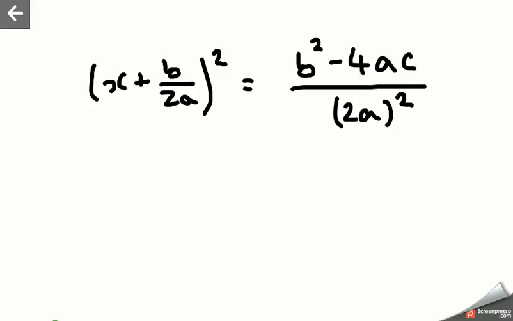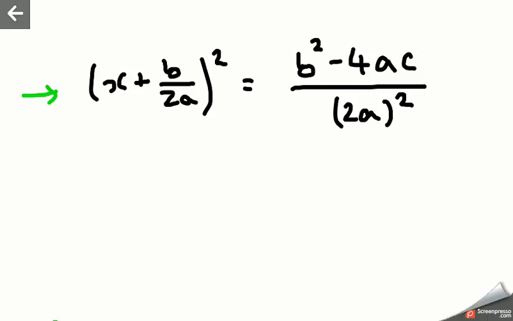To begin, I would like to go back quickly to this stage in our working in the last section where we derived the quadratic formula. We ended up at (x + b/2a)² = (b² − 4ac)/(2a)². And we're trying to solve this for x. We're trying to find the value of x which makes this equation true.